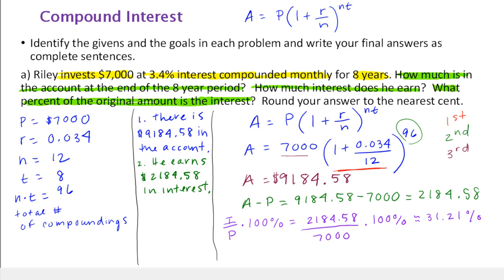And finally, what percent of the original amount is the interest? And that's what we computed here. The interest is 31.21% of the original amount. So again, remember why this is useful. We know we had this interest rate of 3.4%. In the end, after the compounding in 8 years' time, we get a total of 31.21% of the original amount.